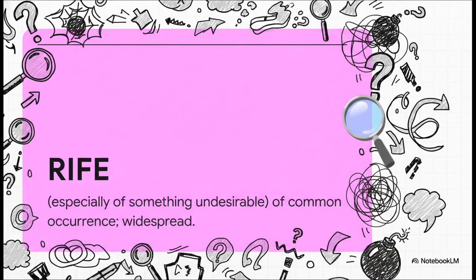Sometimes the evidence you gather is just messy. When something you don't want is absolutely everywhere, the word for that is rife. So, for example, the early stages of an investigation might be rife with speculation, which tells you that the whole situation is widespread and kind of chaotic.